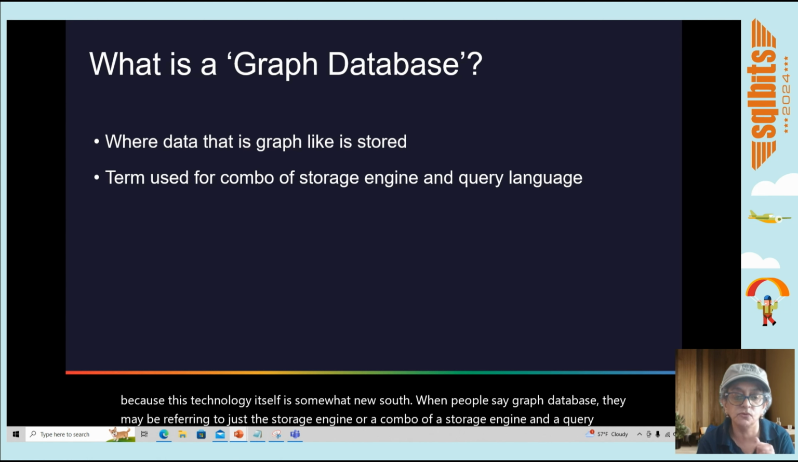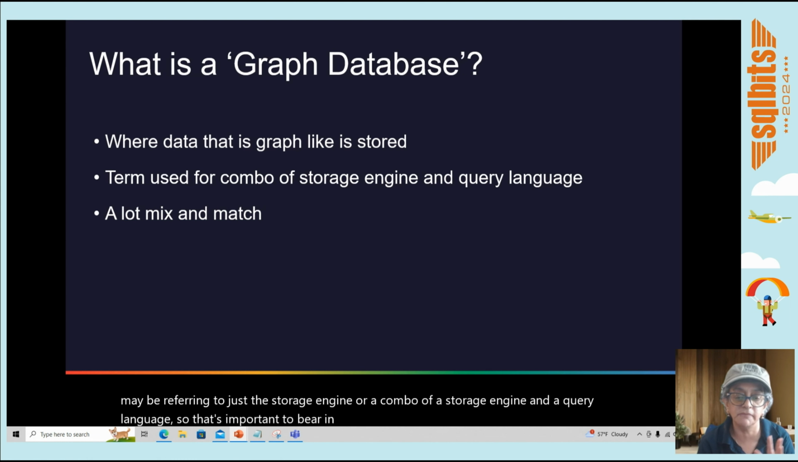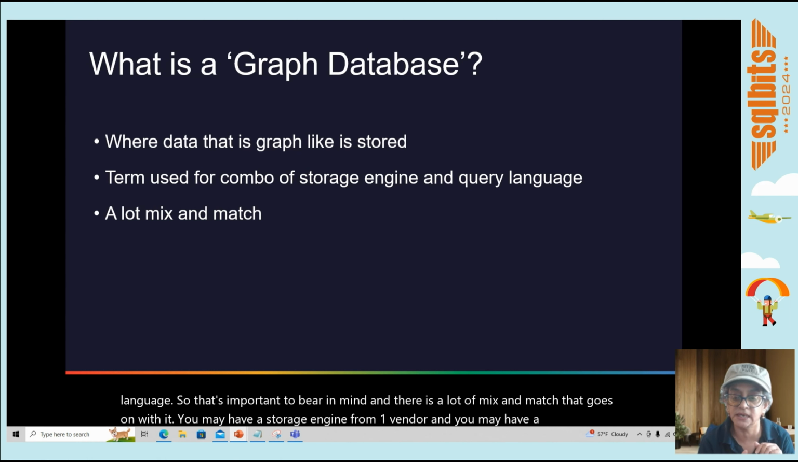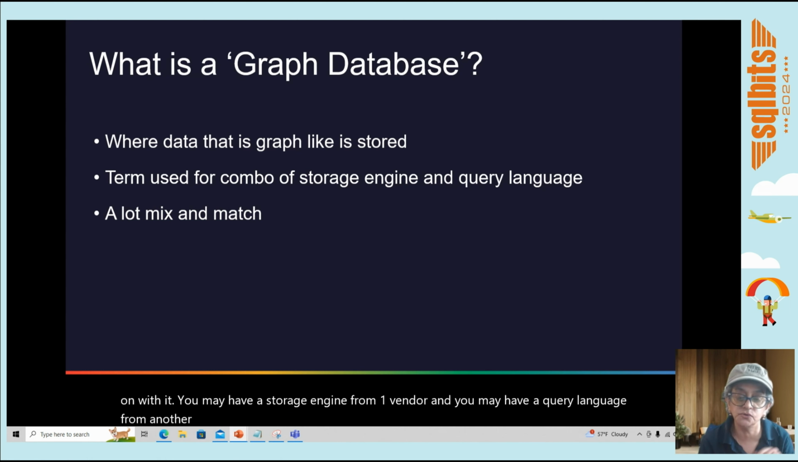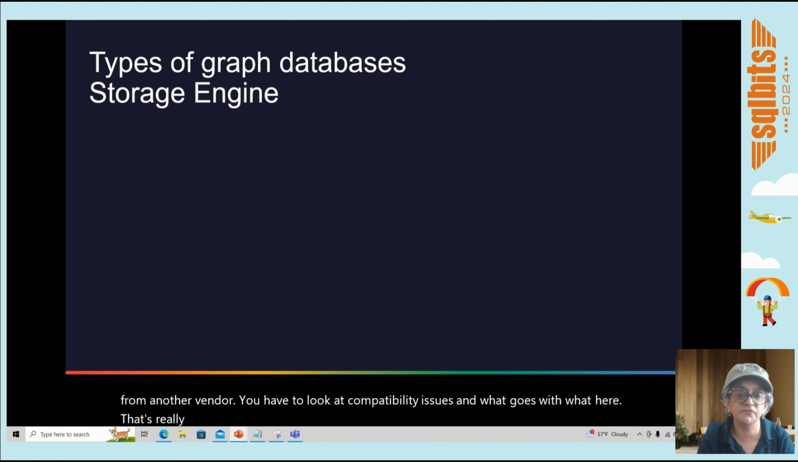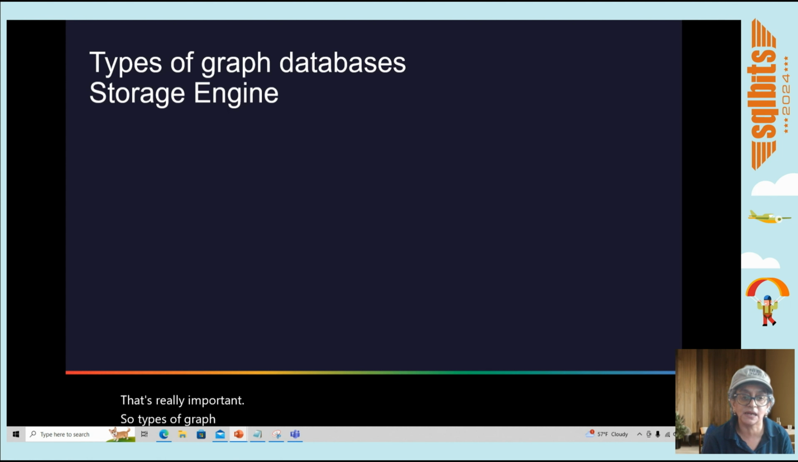So that's important to bear in mind. And there is a lot of mix and match that goes on with it. You may have a storage engine from one vendor and you may have a query language from another vendor. You have to look at compatibility issues and what goes with what here. That's really important.